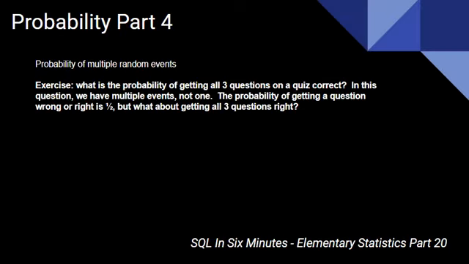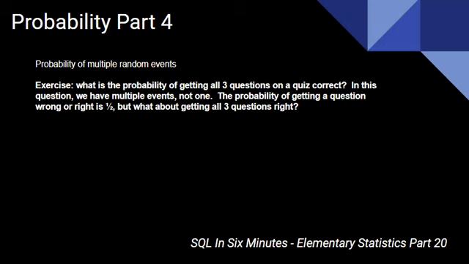Welcome back to Elementary Statistics, Part 20. We are going to be looking at the fourth part of probability. We're going to be looking at the probability of multiple random events. And we'll be discussing properties of probability next in relation to multiple events, but we're going to be doing three exercises here.